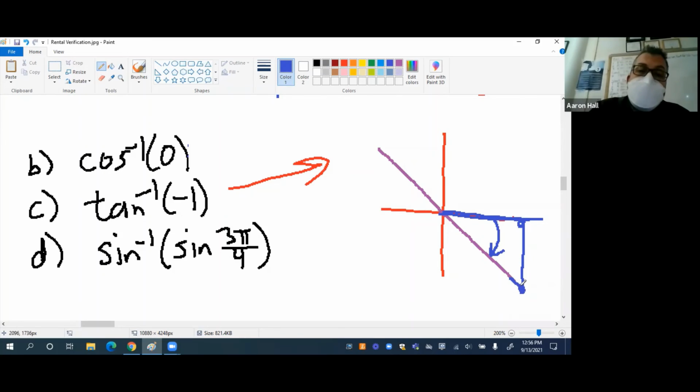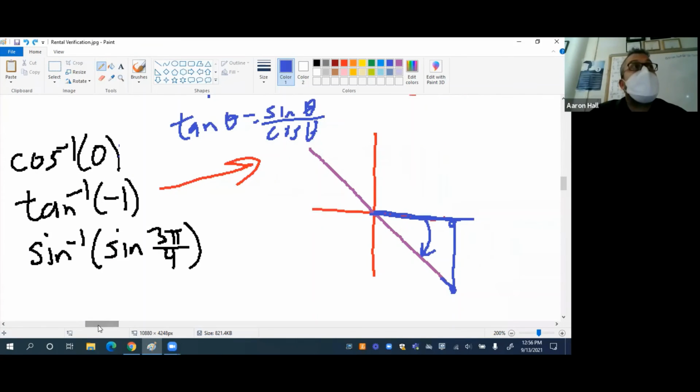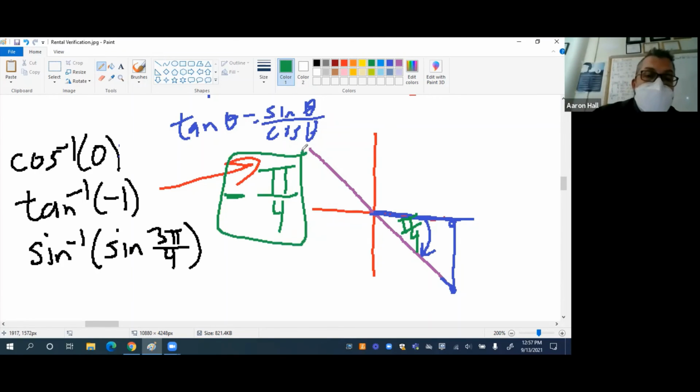But that means because tangent of theta is sine of theta over cosine of theta, if we're going to get 1, sine of theta and cosine of theta have to be the same. What angle will give you the same for sine and cosine? Pi over 4. So is that my answer? Pi fourths? No. What is it? Negative pi fourths. Why is it negative pi fourths? Because we're going clockwise. Whenever you do a clockwise rotation, it is a negative angle. That is the answer your calculator is going to give you.